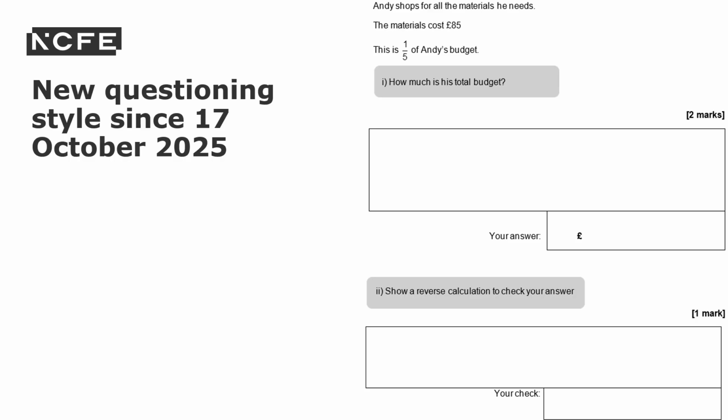So here's an example. This is a level 1 example. Andy shops for all the materials he needs. The materials cost £85. This is a fifth of Andy's budget. How much is his total budget? 2 marks available for the actual question.